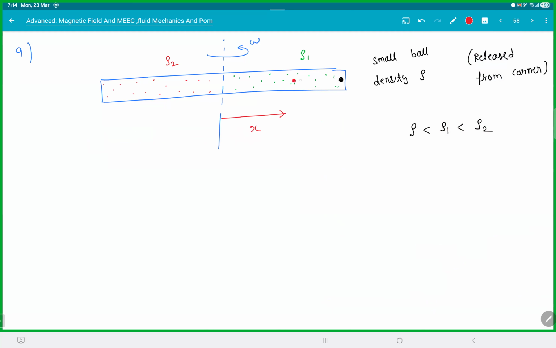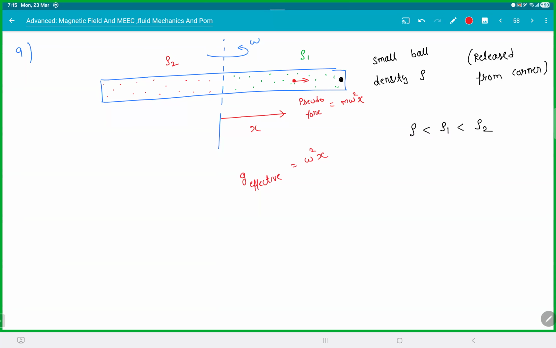So at a distance x, we will have a pseudo force, m omega square x. So we can take g effective. The whole system behaves as if the gravity is omega square x, and then you can just use your regular stuff and start solving.